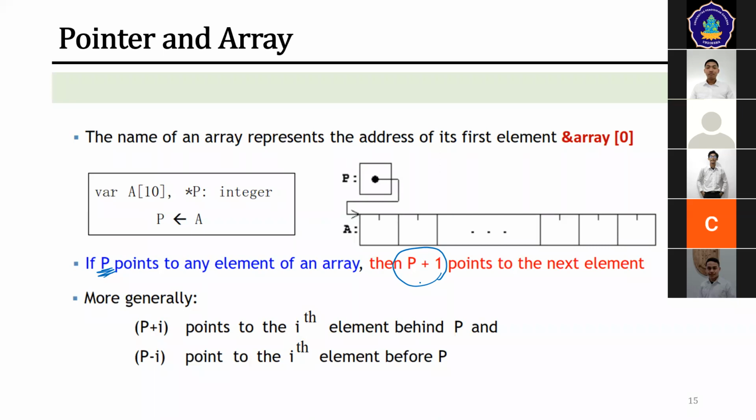Because of this operation, we can access array elements without using the bracket. We don't need brackets anymore. We can simply use this kind of operation together with the star symbol. More generally, if p points to an element, then p plus e points to the e-th element after p, and p minus e points to the e-th element before p. You go forward and backward using plus and minus.